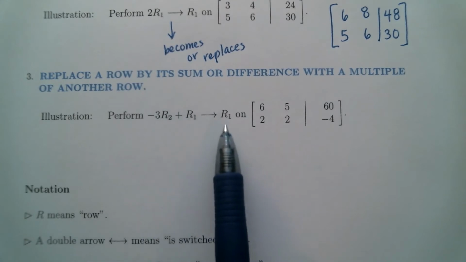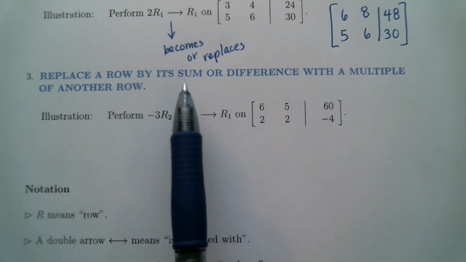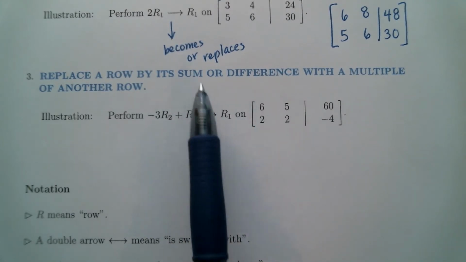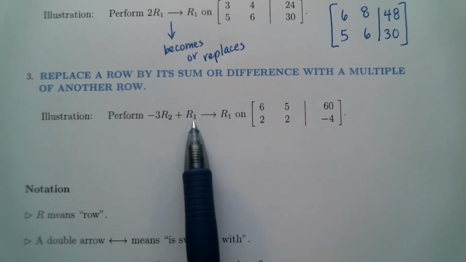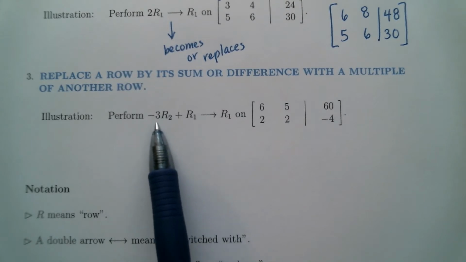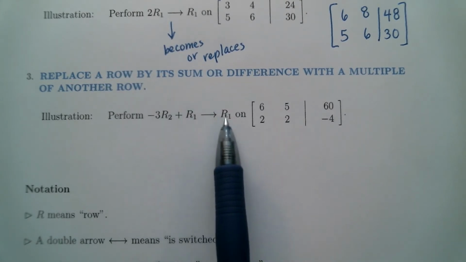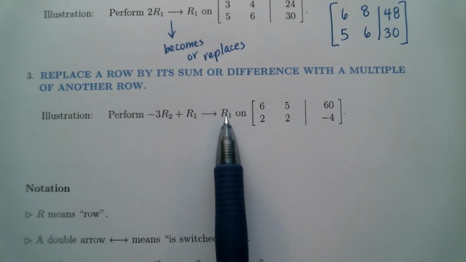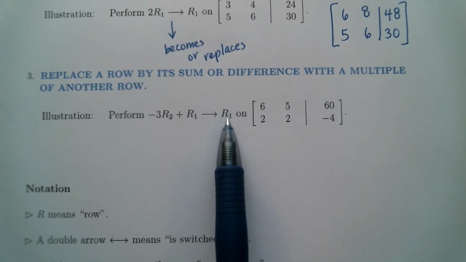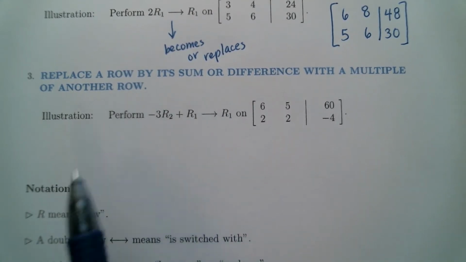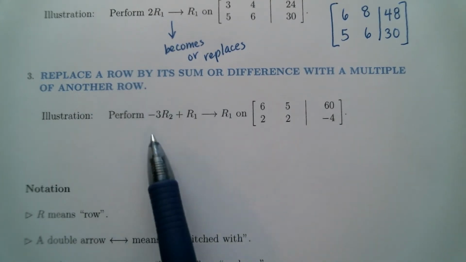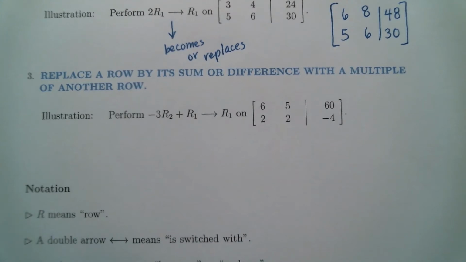So we're replacing a row. Here we're replacing row 1. We're going to replace row 1 by its sum or difference, so we're adding or subtracting row 1 with a multiple of a different row. Basically, since I want to replace row 1, I am going to multiply some other row by some number, and then add it back to row 1. And then that is going to be my new row 1. All right, so let's try that here.